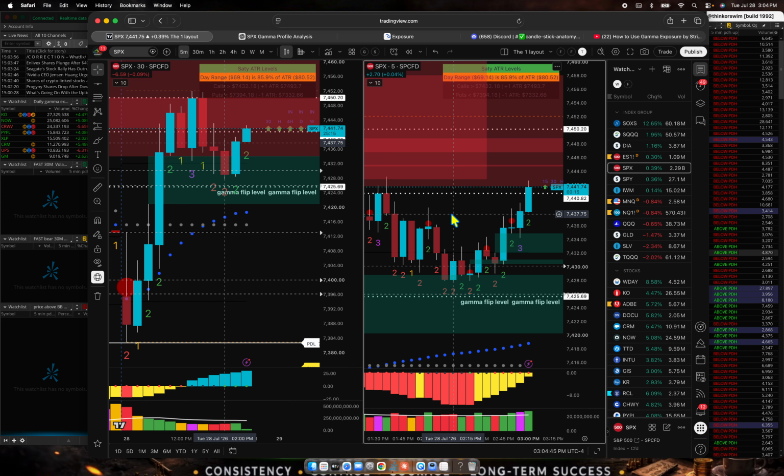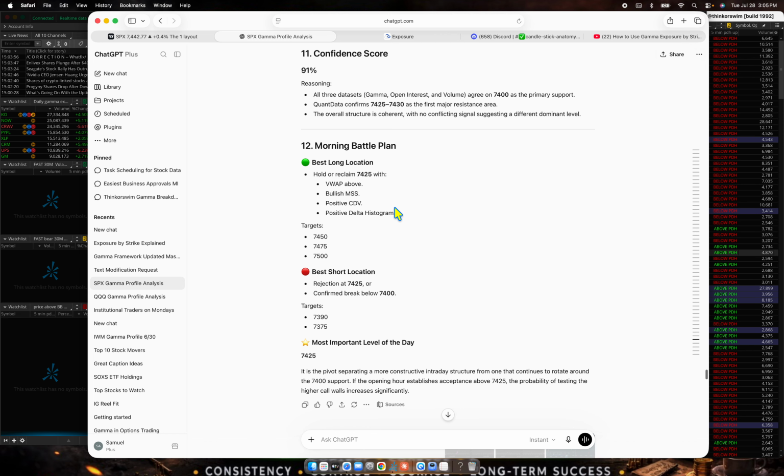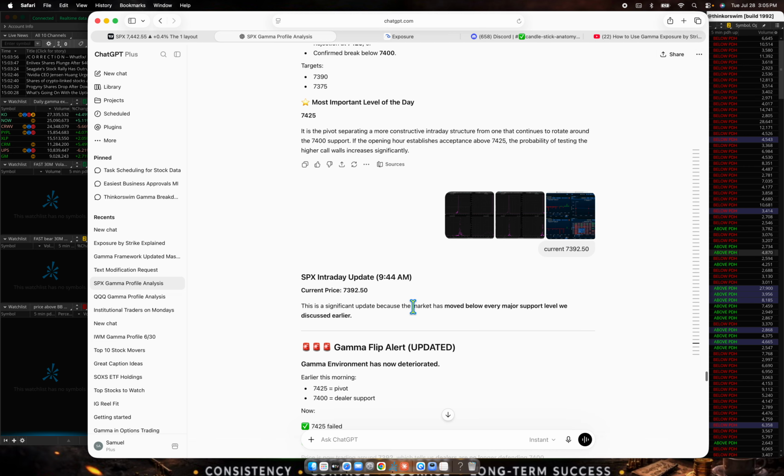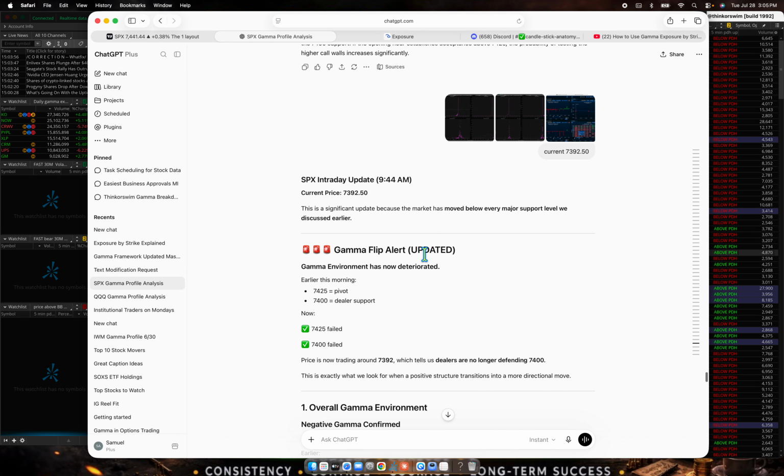Are we operating in a positive gamma environment? Are we operating in a negative gamma environment? Also go back and check whether these things have changed and what updated data it gives you. If you go back, you'll see after I did that, I went back later. This was 9:44. Sometimes it gives you the time that I put in there, sometimes it won't, but it gives you the updated gamma flip alert: gamma environment has now deteriorated. This morning, this was the pivot, that was the support.